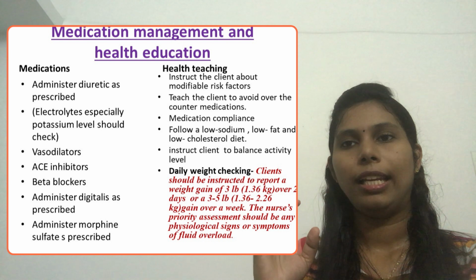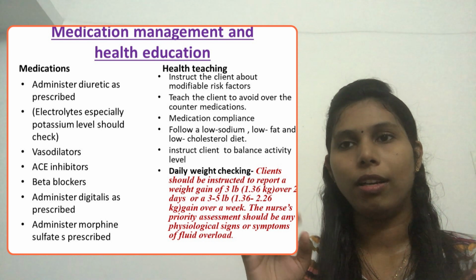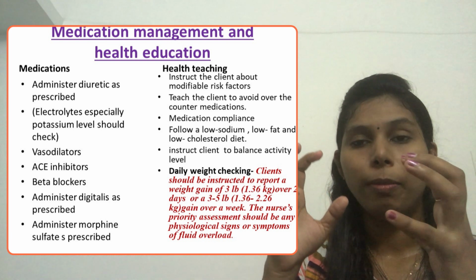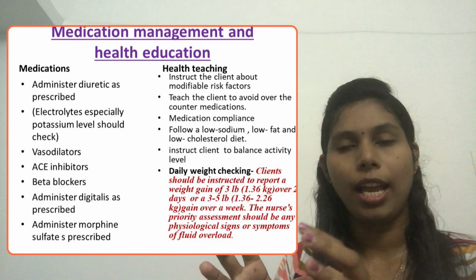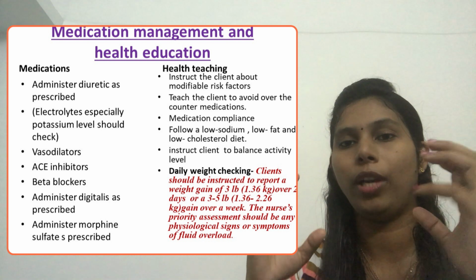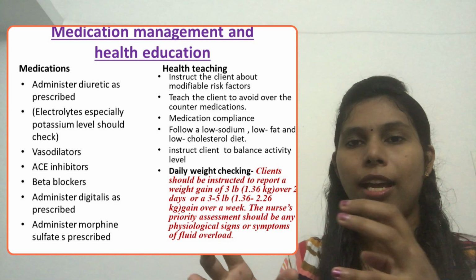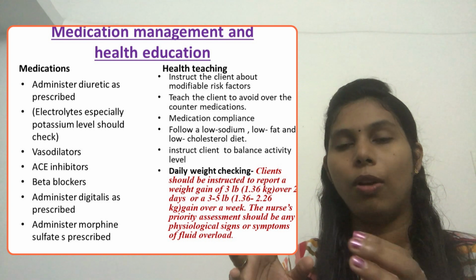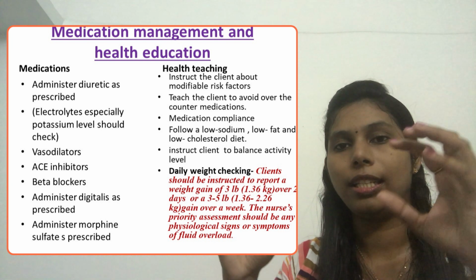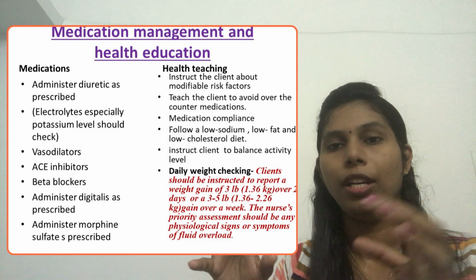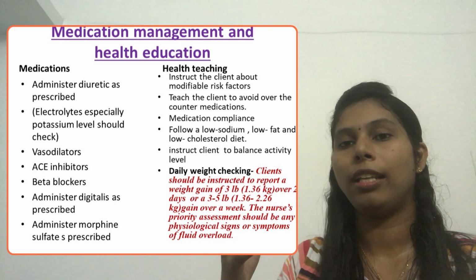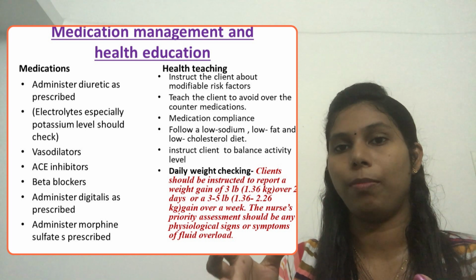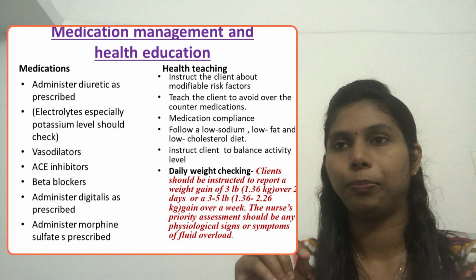Then another one is vasodilators, ACE inhibitors, beta blockers. Then administer digitalis as prescribed. So these are some of the common medications used in heart failure. While we are studying, we should have an idea: okay, this medicine would have this side effect. And when the question asks, okay, this client is taking furosemide, what would be the symptom, or what should the nurse take priority to monitor, it is the electrolytes, especially the potassium, because of the chance of hypokalemia.